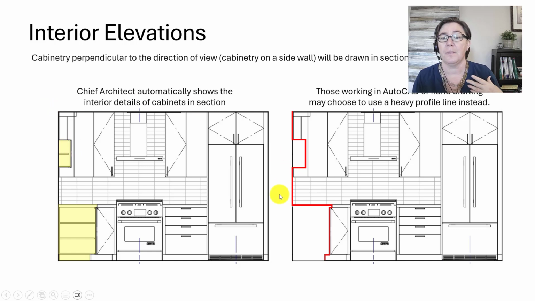All right. Those working in AutoCAD or hand drafting, you can choose to use a heavy profile line. This would be a very heavy line that would just kind of indicate those items in section. This is also acceptable.